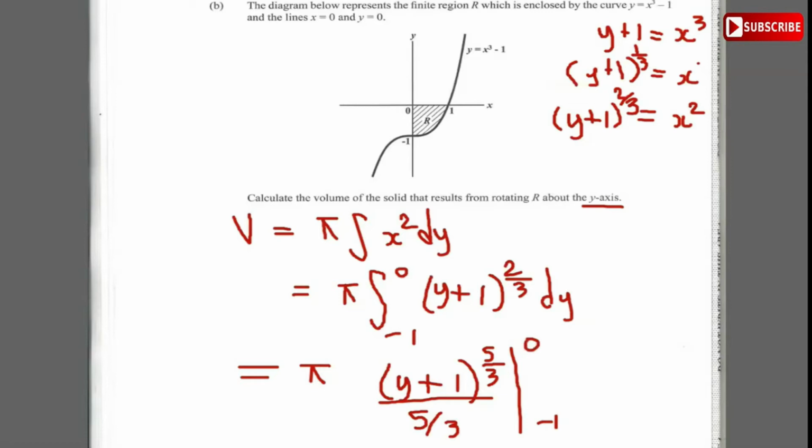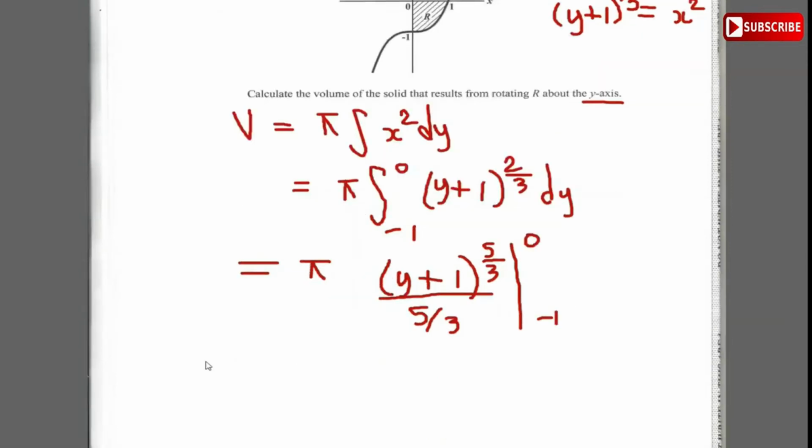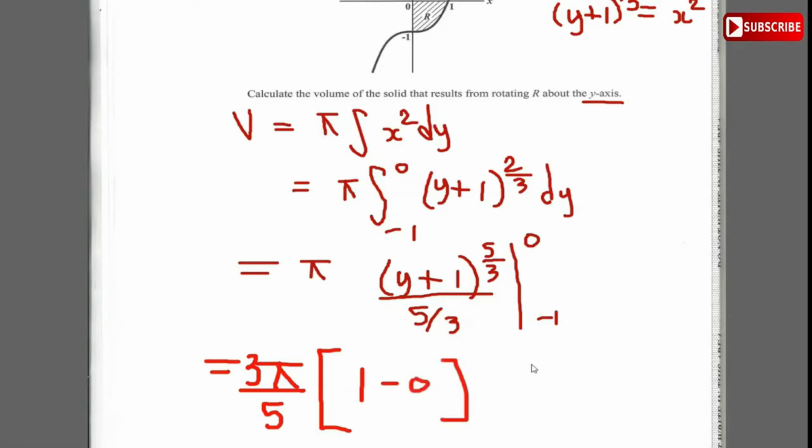So let's work this out. I'm going to factor out 3/5 and write it as 3 pi over 5, and then plug in 0 and minus 1. Plugging in 0, I get (0 plus 1) to the 5/3, which is 1, since 1 to anything is 1. Plugging in minus 1, minus 1 plus 1 is 0, and 0 to the 5/3 is 0. So I get 3 pi over 5 as the volume. We just have to remember that volume is in units cubed. Nice, that's the volume.